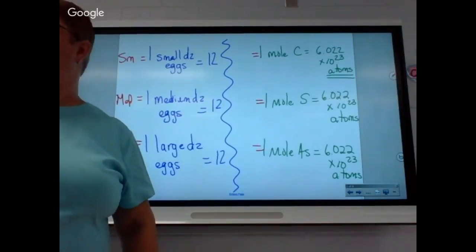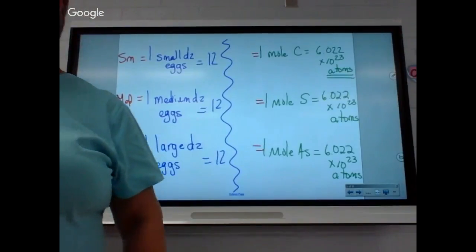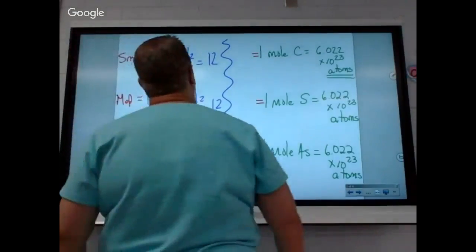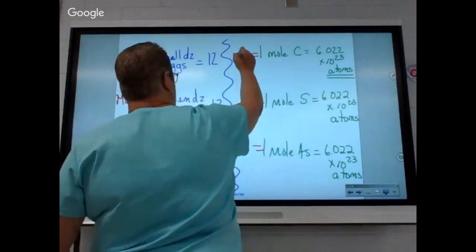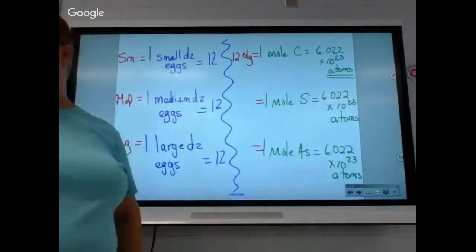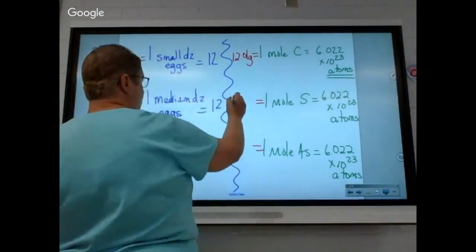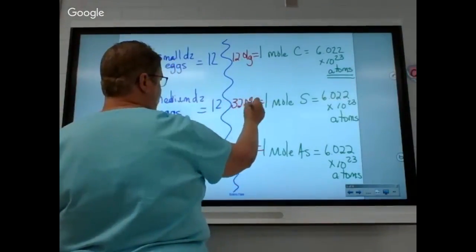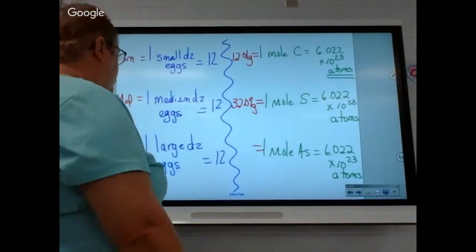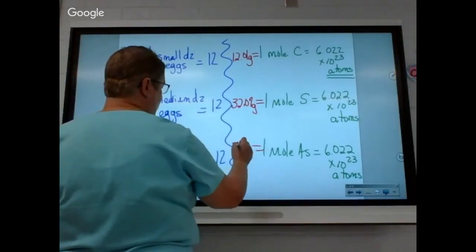The atomic what? You're so close. The atomic mass. So where are we going to find that at? All right, so what is the mass of 1 mole of carbon? 12.01. 12.01 grams. All right, so what is the mass of 1 mole of sulfur? 32.07. 32.07 grams. All right, and for arsenic, look at number 33. 74.92.